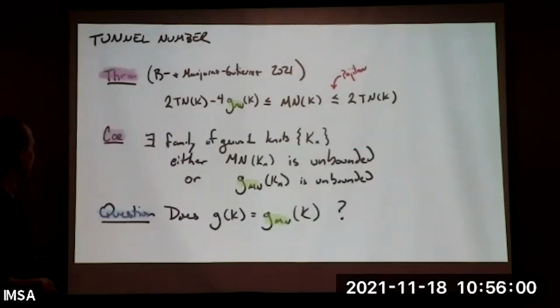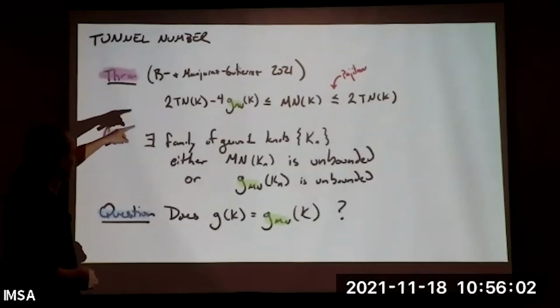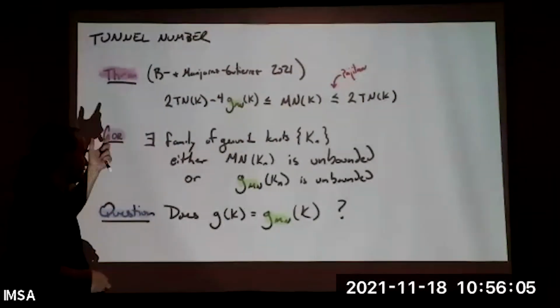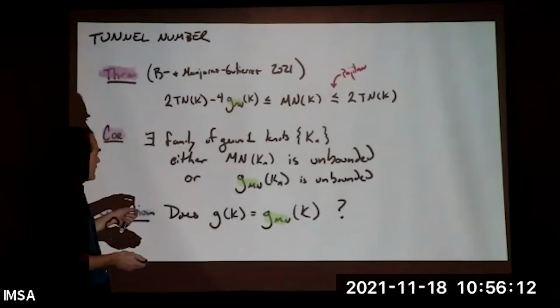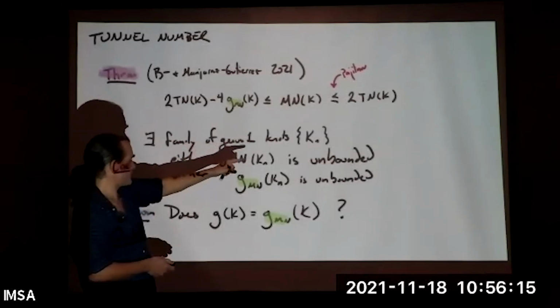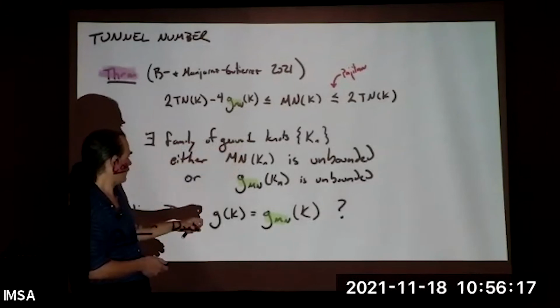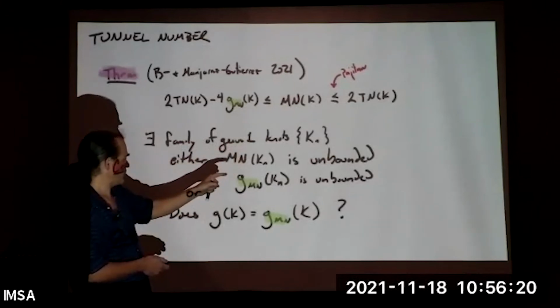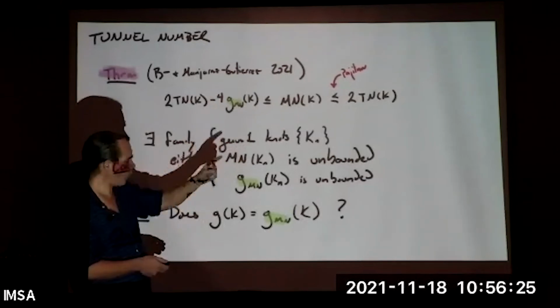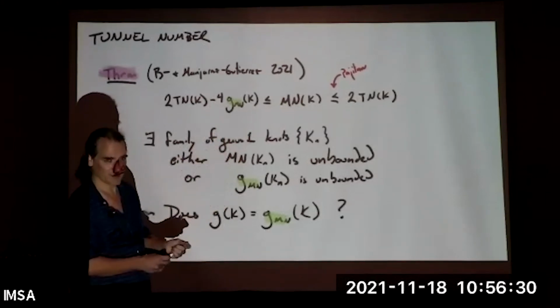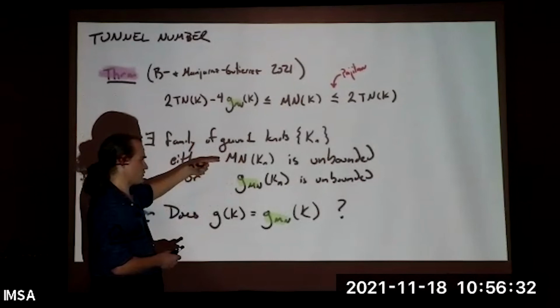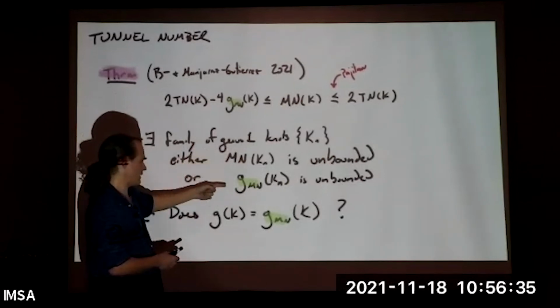As a corollary of this theorem, one thing that we know is that there's a family of genus 1 knots that have increasing tunnel number. So that allows you to get a family with regular cycle genus 1, where either the Morse-Novikov number of those knots is increasing, or this Morse-Novikov genus is increasing. Quite frankly, I would expect it to be this one.